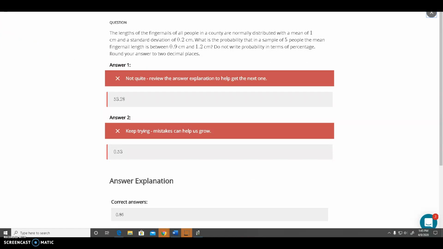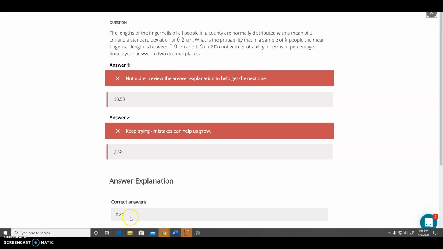It says the lengths of fingernails of all people in a country are normally distributed with a mean of 1 centimeter and a standard deviation of 0.2 centimeters. What is the probability that a sample of 5 people with a mean length is between 0.9 centimeters and 1.2 centimeters? Do not write the probability in terms of a percentage. Round your answer to 2 decimal places.